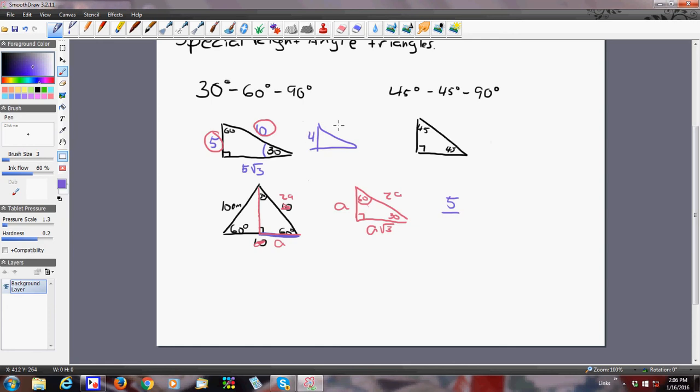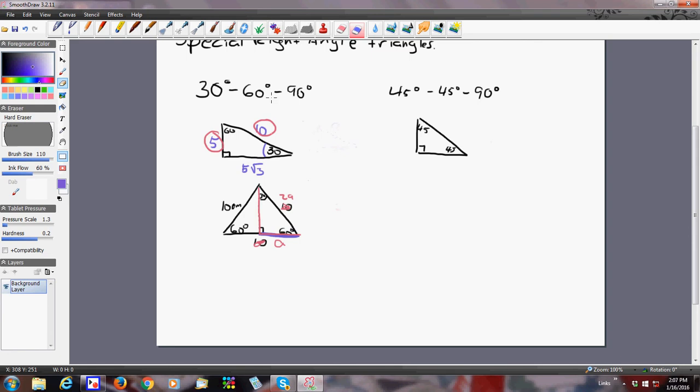I have 5 over, let's do another triangle here. Let's say that this was 4, 8, 4 radical 3. If I were to set up a proportion, I'd say 5 over 4 equals 10 over 8, which equals 5 radical 3 over 4 radical 3. And if you cross multiplied any pair, you'll see that they are equal. 5 times 8 is 40, 4 times 10 is 40. Therefore, the corresponding sides are proportional.